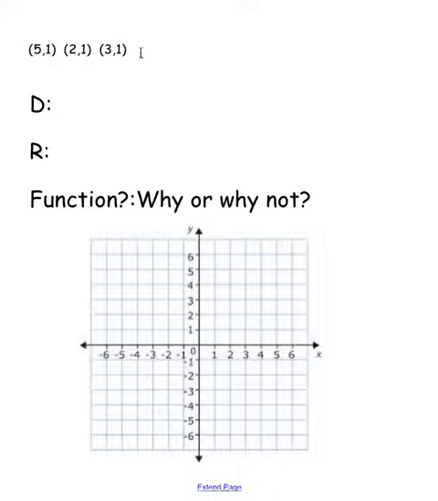Another example, here's a smaller relation. It only has 3 ordered pairs, but it's still a relation. So D stands for domain. Domains are x. So x, x, x. What is my domain in a solution set? I'm going to write my x's, 5, 2, and 1. Close your solution set.